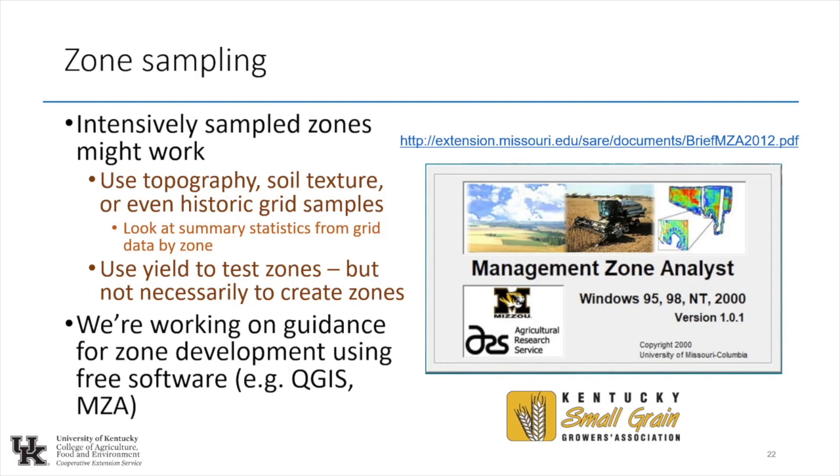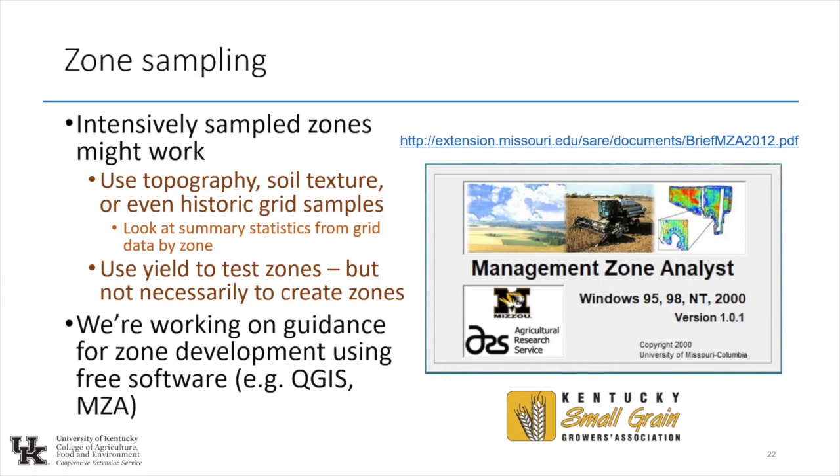I think it's better to use these properties that control yield, like topography and soil texture, and then use yield to test your zones. Because remember, I said you have to look at those zones and ask, do they make sense? And so yield's a good way. Lay that yield map over top of your zone and say, does this make sense? And then go in and soil sample within those zones, collect a lot of samples. You want to have dense sampling with automated soil probes.